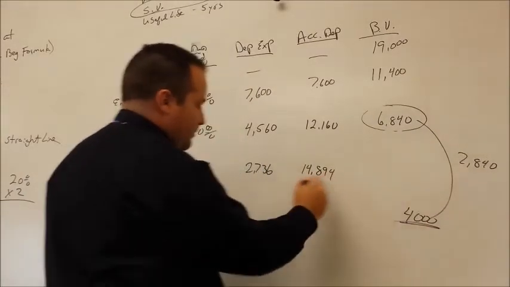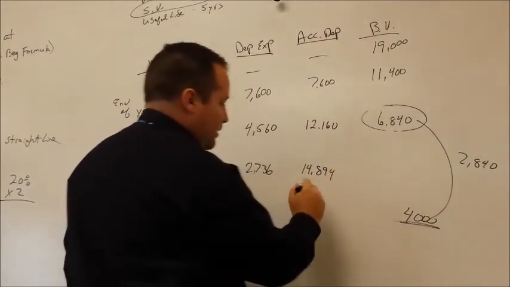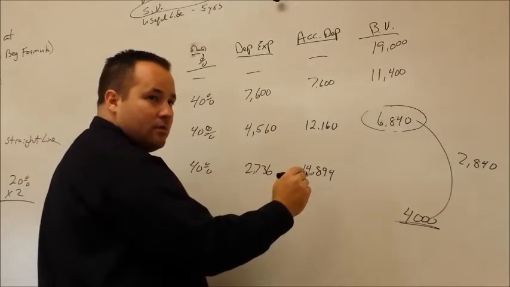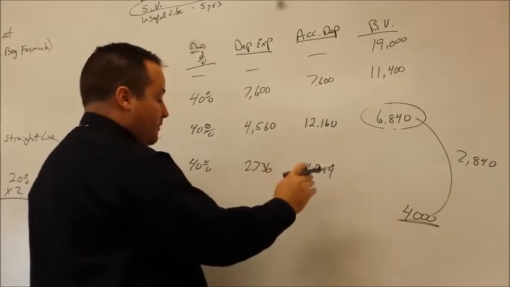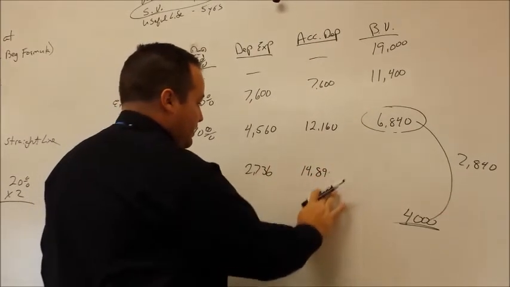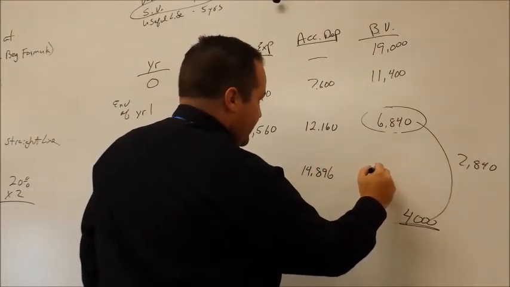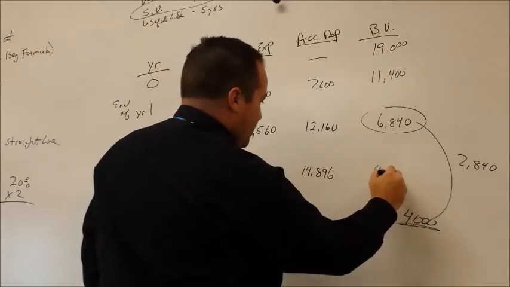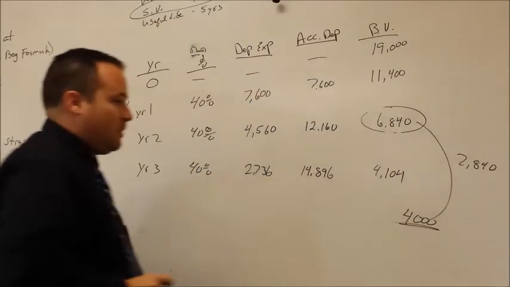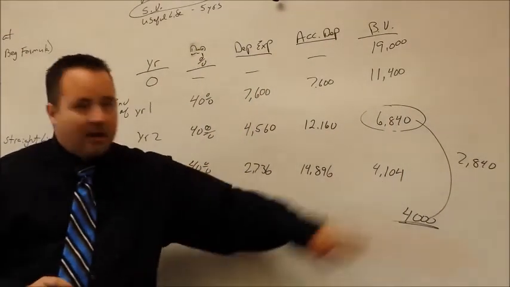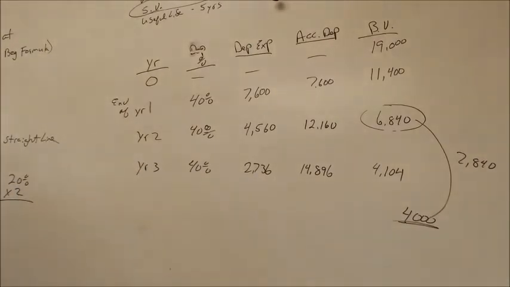I think I got, is that right? Is it adding right? 14,896. Okay. 896, and over here we've got 4,104. Now I've only got $104 left.